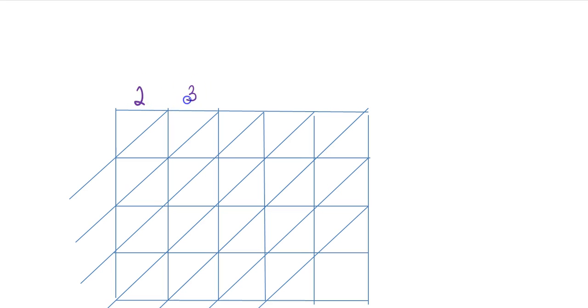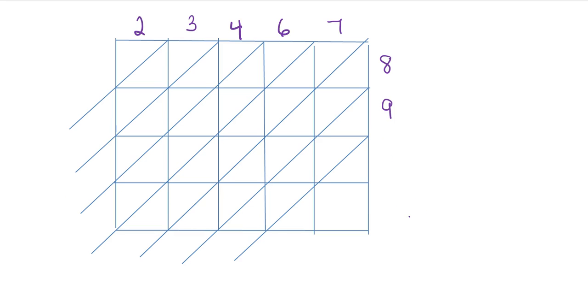2, 3, 4, 6, 7, 8, 9. We'll go with those. So that should take care of it. So I guess it's a 5 by 5. 5 by 4. Yep. 1, 2, 3, 4, 5. 8, 9, 0, 1. So I'm going to do the easy ones first.